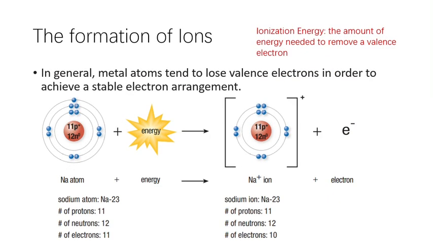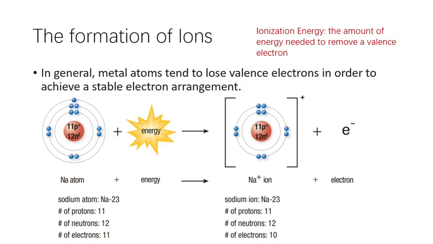As I mentioned, atoms sometimes lose or gain electrons to form ions. Some elements, especially metals, are more likely to lose electrons and become positive ions. This is because metals tend to have less than 4 valence electrons, and therefore it is easier for them to lose their valence electrons. And this indicates that metals tend to have low ionization energy. Recall the concept of ionization energy from grade 10. Ionization energy refers to the amount of energy needed to remove a valence electron.